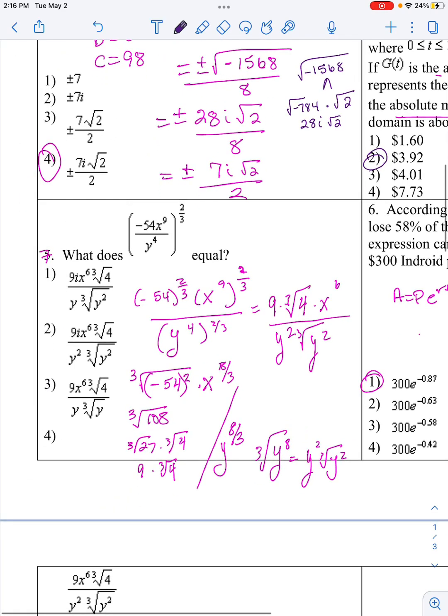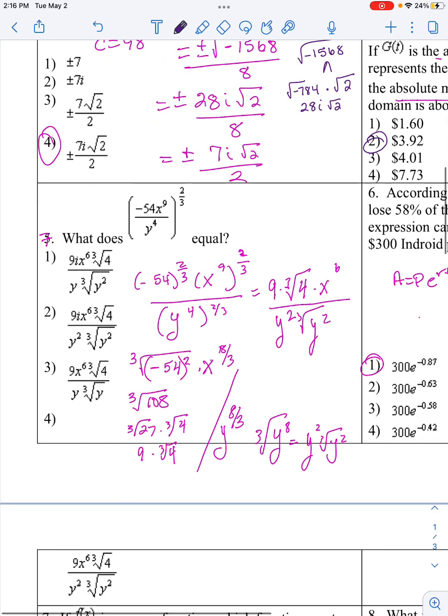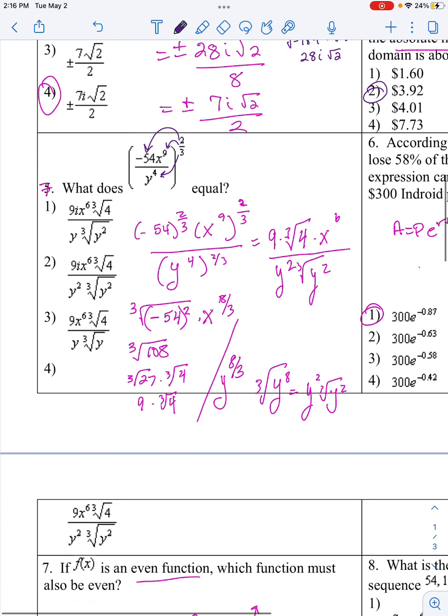All right, for the next one, what we want to have here, we have fractional exponents. So we're going to distribute this exponent to each of the terms. So then we get negative 54 raised to the 2/3, x to the 9th raised to the 2/3 over y to the 4th raised to the 2/3.